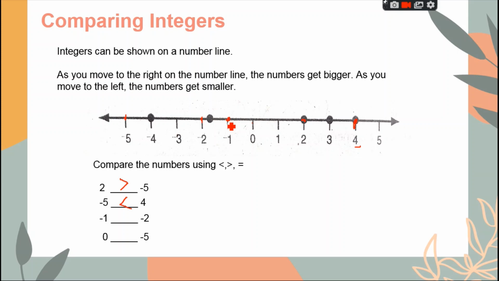And as you can see, numbers on the right side are bigger than numbers on the left side. So for this one, negative 1 is bigger than negative 2. Next one, we have 0 and negative 5. Which one do you think is bigger? Is it the 0 or negative 5? The answer for this one is 0 is greater than negative 5, since negative 5 is located on the left part of our number line.